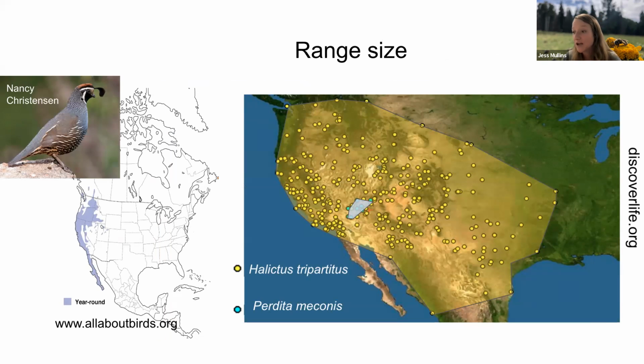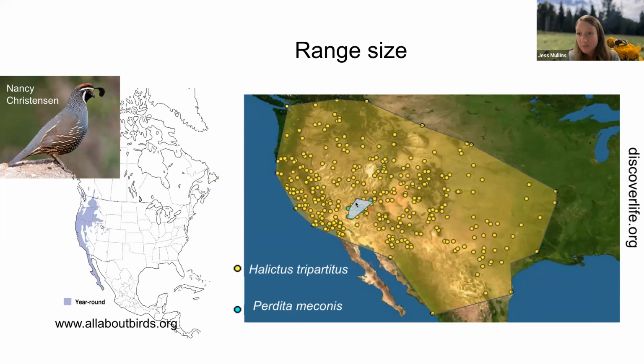And this is an example of the California quail, its habitat where it is able to live. And the same patterns go true for bees. So there are some species like this sweat bee, Halictus tripartitus, that can exist all over the Western area of North America. But then there are very specialized bees, ones like this fairy bee, Perdita meconis, that only goes to one type of flower, and it's only found in this very restricted range in Nevada and Utah.